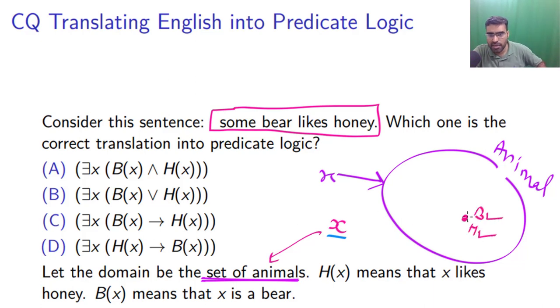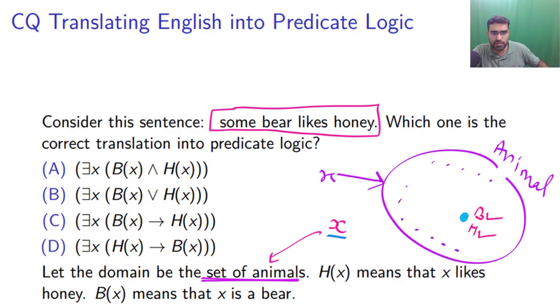So remember, in this entire domain you have animals, but the point is, the statement is saying at least one bear likes honey. So in this domain you have at least one element. There is at least one element in the domain who is a bear also, who likes honey also.